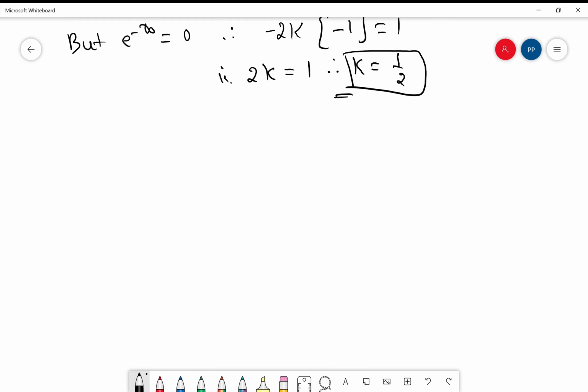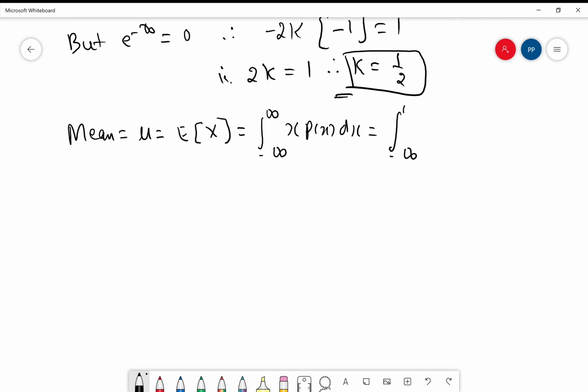Now, we'll find out the mean. So, mean equals mu, which equals expectation of x, which is nothing but integral minus infinity to plus infinity x into p of x dx. Here p of x is nothing but the function k, which is 1 by 2, into e power minus mod x dx. Now, this function x into e power minus mod x is an odd function. Therefore, by property of definite integral, this integral equals 0. That is, mu equals 0.